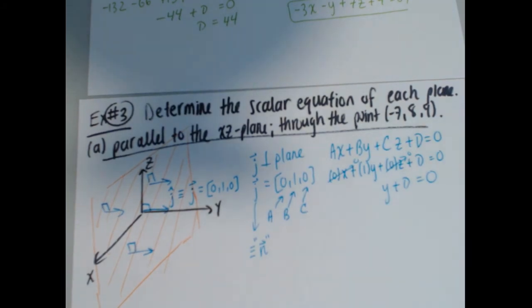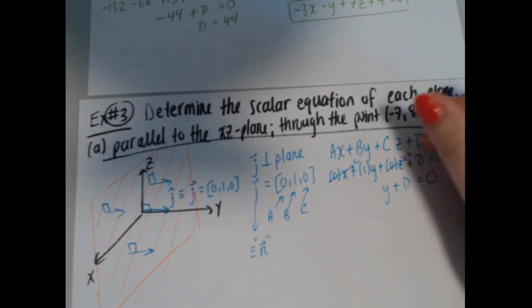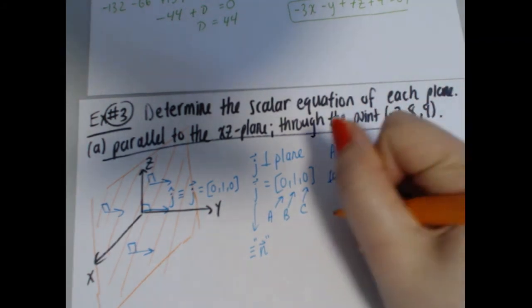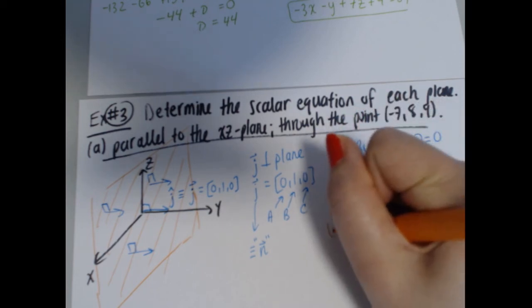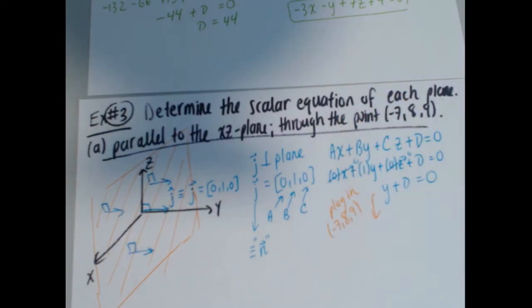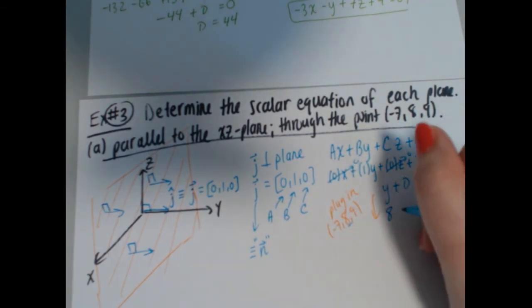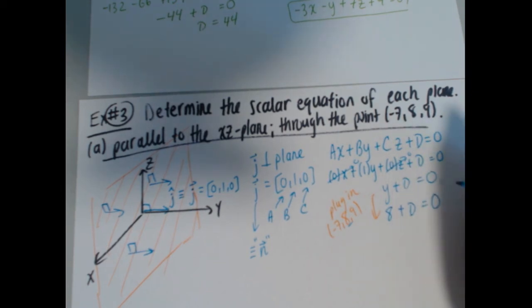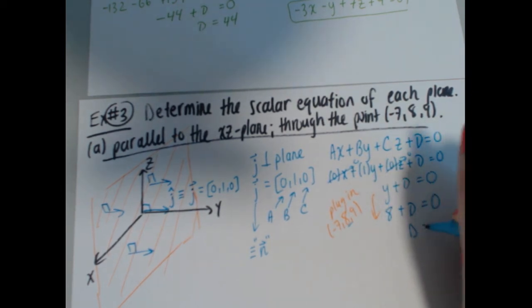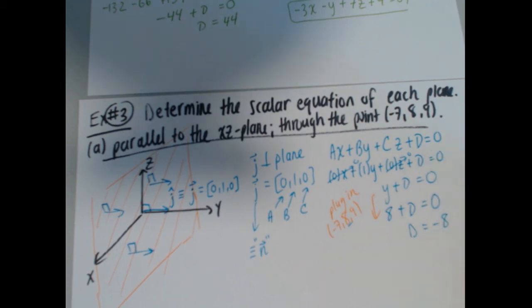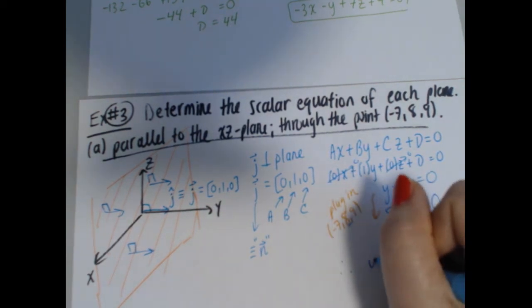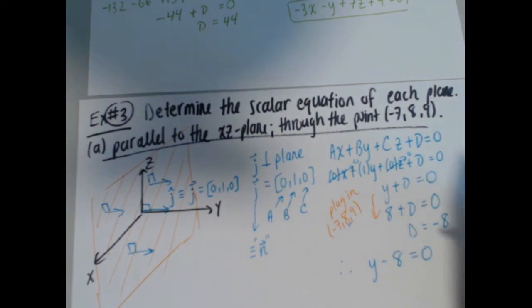Plug in a point. Right? So it's up to you which point you want to plug in. Well, actually, sorry, no, not in this case. We only have one point. -7, 8, 9. So plug in -7, 8, 9. Now, I can only plug in one of those terms, 8, because there's no place to plug in an x or a z value. So I plug in my 8 since that's the y. So 8 plus D is equal to 0. D is equal to -8. Okay, so the scalar equation, therefore, is just y minus 8 is equal to 0.